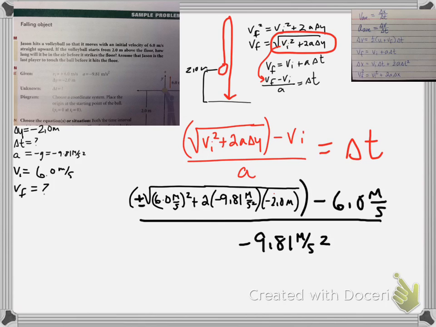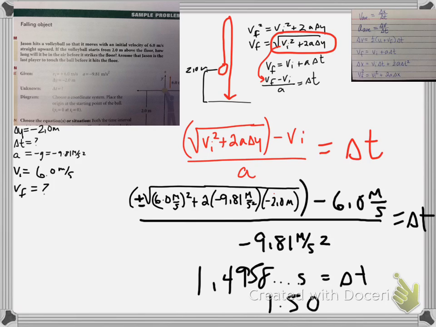Who's got a raw answer? I'm going to forego the conclusion, because it's in your book. This is a sample problem. The raw answer for time is 1.4958 blah, blah, blah seconds equals delta t. Sig figs out to 1.5, they say 1.50. I think it's just 1.5. Yeah, 1.5 seconds equals delta t. Their sig figs are wrong.